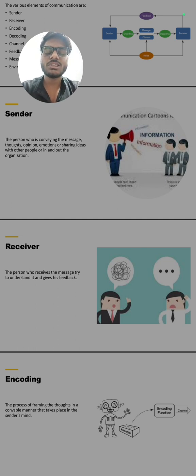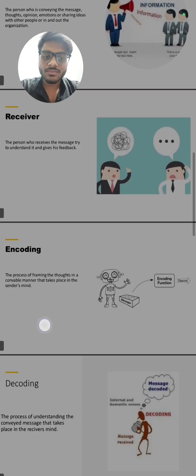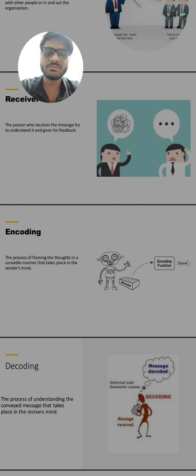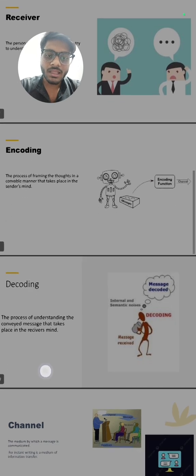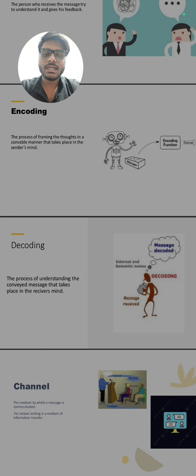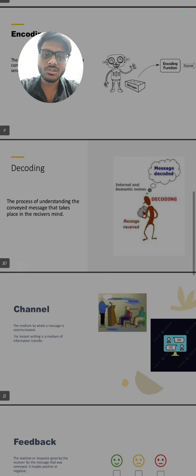The receiver is the person who receives the message, tries to understand it, and gives his feedback on the conveyed message, whatever he has understood. While the sender is sending his message, he thinks of it, and that process is called encoding. In language, the process of framing the thoughts in a conveyable manner that takes place in the sender's mind is called encoding. When the message reaches the receiver, he tries to decode it, and the process is named decoding. The process of understanding the conveyed message that takes place in the receiver's mind, so that he could give his reaction or feedback, is called decoding.